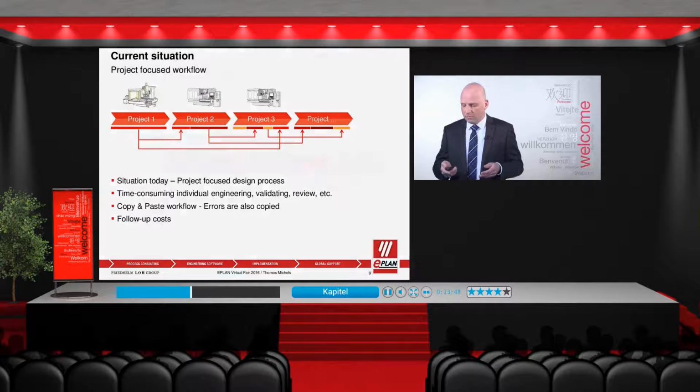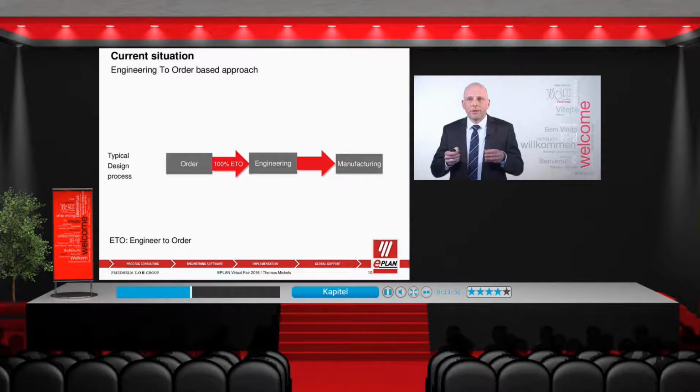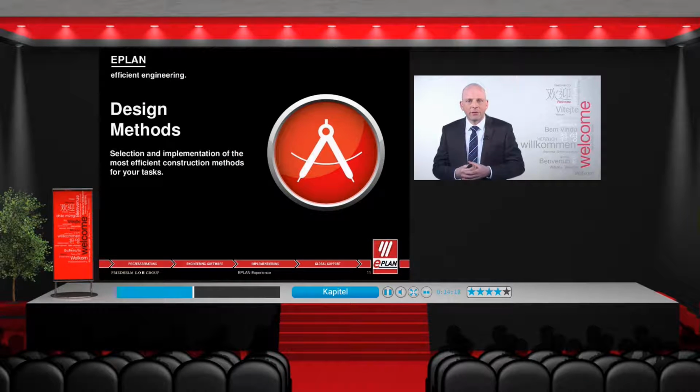And the result is really that you have a really order-specific typical design process. You do a lot of engineering to order because every project is individual engineering, and then of course you give the data to manufacturing, but as we already said, copying and really being in the focus of engineering each project is not the optimum way. So now there is the first action field, design method. So the idea is really to select the best fitting and the most efficient construction methods for your engineering tasks.